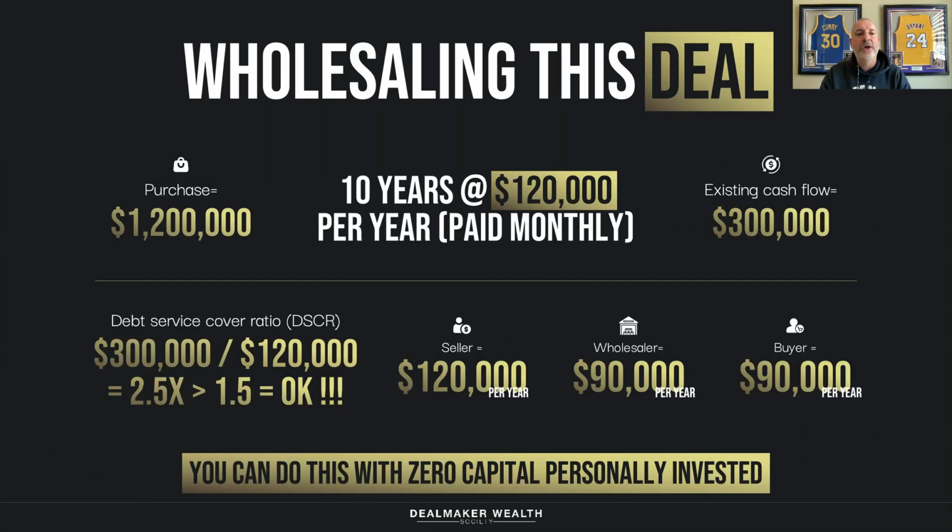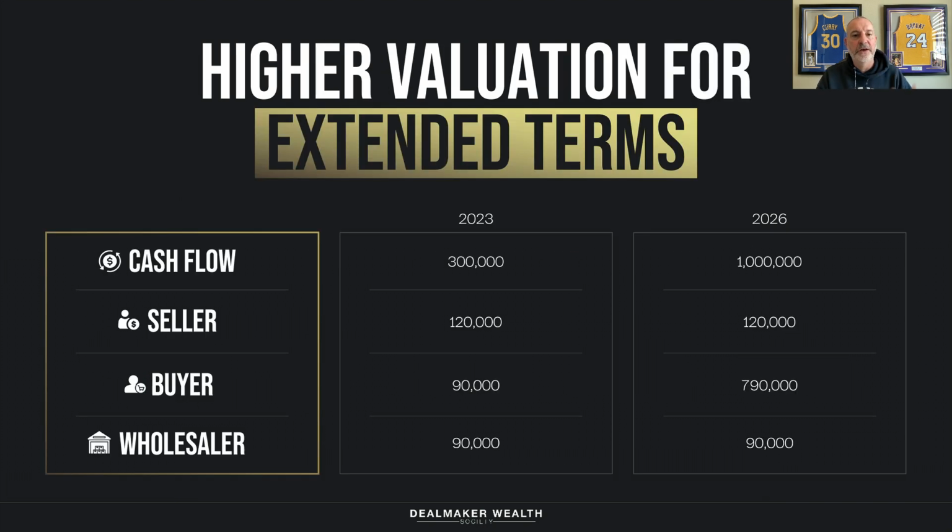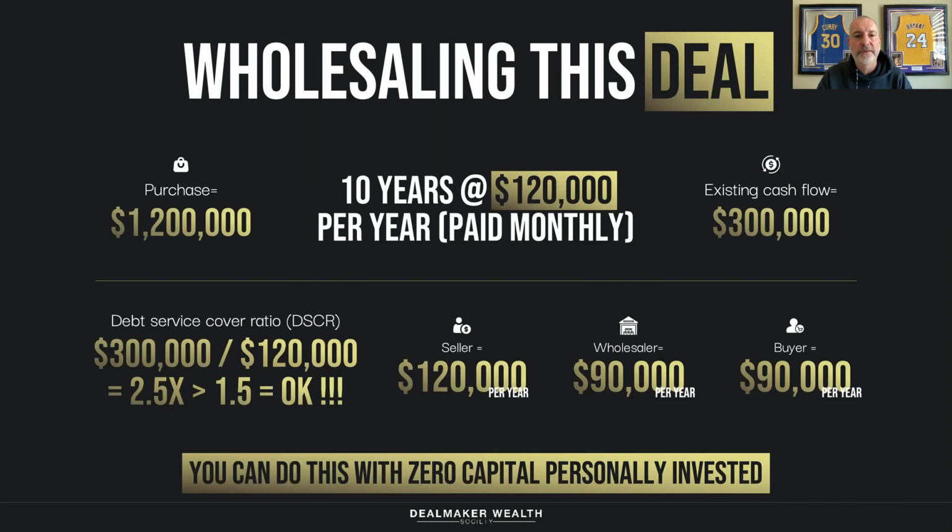So let's talk about how we wholesale this deal. It's a $1.2 million purchase price. We're going to pay the seller for 10 years at $120,000 per year, paid monthly. Its existing cash flow is $300,000. So as the wholesaler, we can start divvying this up. The debt service cover ratio is a really important term to use for the deal to make sure it's safe.